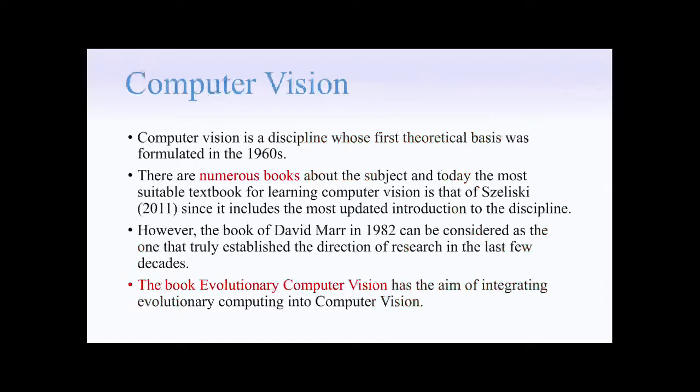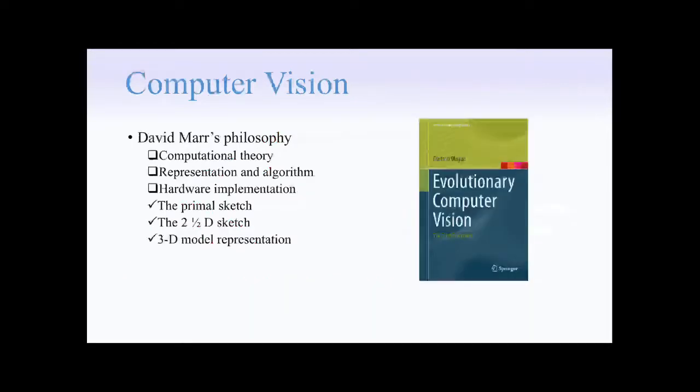The book Evolutionary Computer Vision has the aim of integrating evolutionary computing into computer vision. In the book, we summarize David Marr's philosophy divided in two main parts. In the first part, David Marr talks about computational theory, representation and algorithm, and hardware implementation. The second aspect is related to the representation: the primary sketch, the 2.5D sketch, and the 3D model.